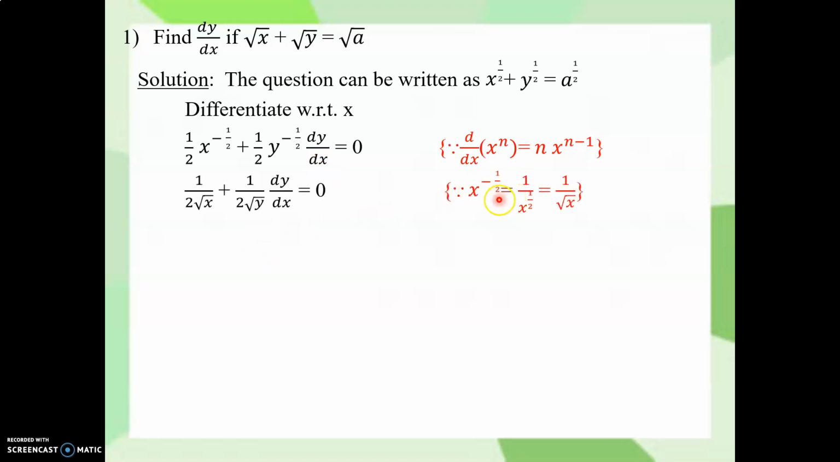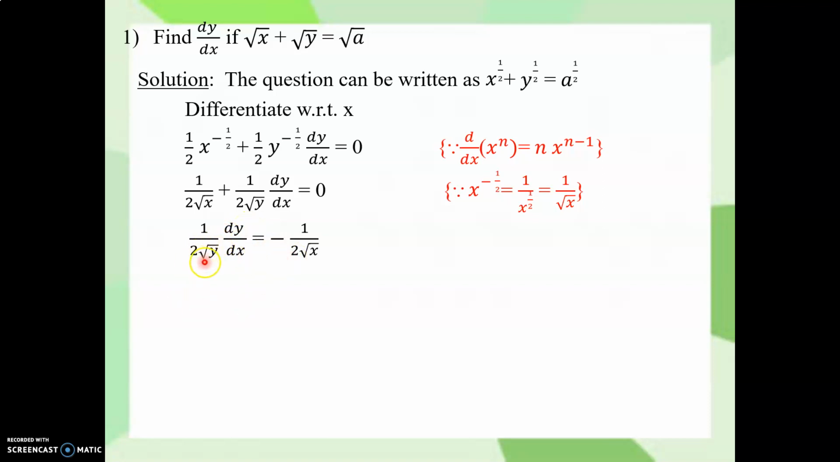Now we know that x raised to minus 1 upon 2 can be written as 1 upon x raised to 1 upon 2. That can be written as 1 upon root x. So this term can be written as 1 upon 2 root x plus 1 upon 2 root y into dy upon dx is equal to 0. Now I will keep this dy upon dx derivative term on the left hand side and the remaining term on the right hand side.